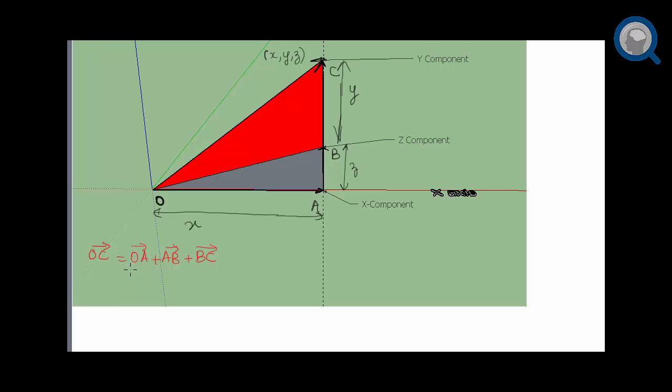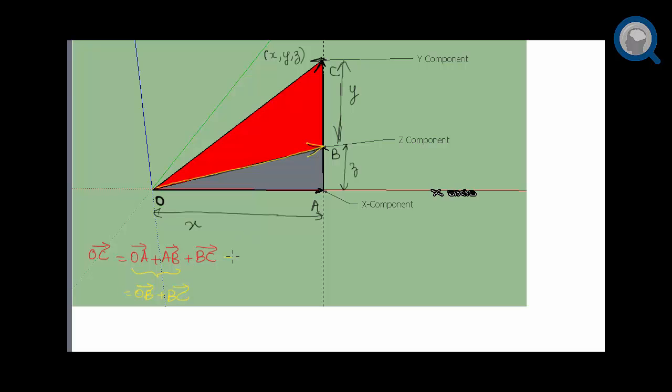Now vector OA plus AB will give us the vector OB. This vector OB, we get this vector from here. Let me make it clearer to you. This yellow line represents our OB vector. So this gives us vector OB plus vector BC.